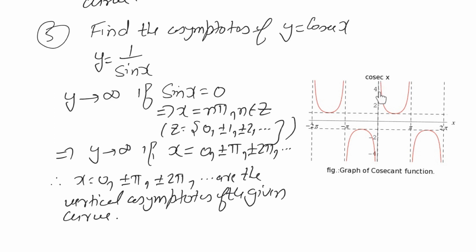0 is the asymptote, and x is equal to minus pi, x is equal to pi are the asymptotes. Similarly x is equal to 2 pi and x is equal to minus 2 pi are the asymptotes, and these are the vertical ones. So these are the vertical asymptotes and are infinite in numbers. Therefore the curve y is equal to cosecant x has infinitely many vertical asymptotes.